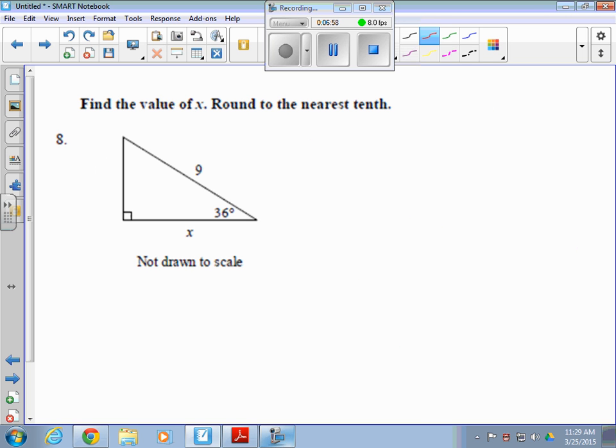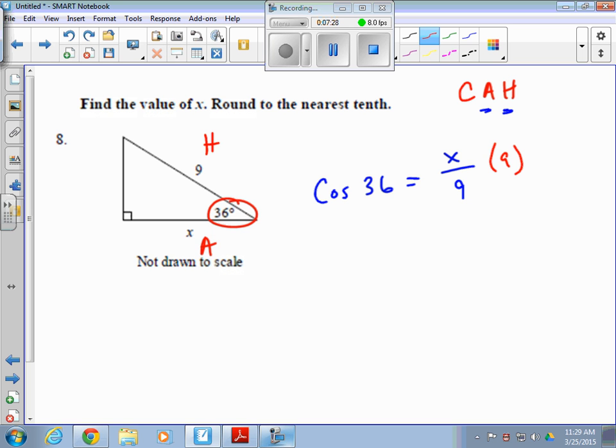Number 8, again, find the value of x. But this time, in reference of this angle here, we have an adjacent x and we have a hypotenuse 9. So SOHCAHTOA, C-A-H, the cosine one uses an adjacent and a hypotenuse. So the cosine of 36 degrees equals the adjacent x over the hypotenuse 9. So this is just a one-stepper since the x is on top. Get rid of divided by 9 by multiplying by it.